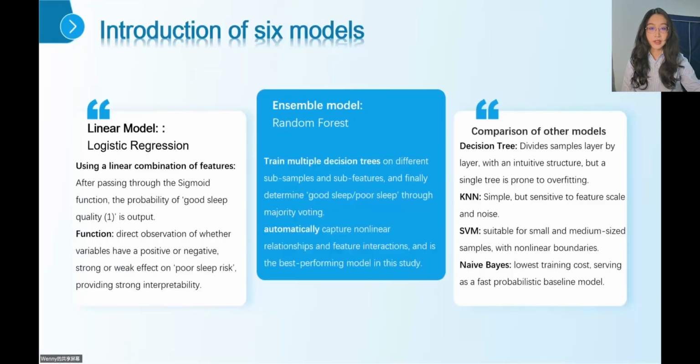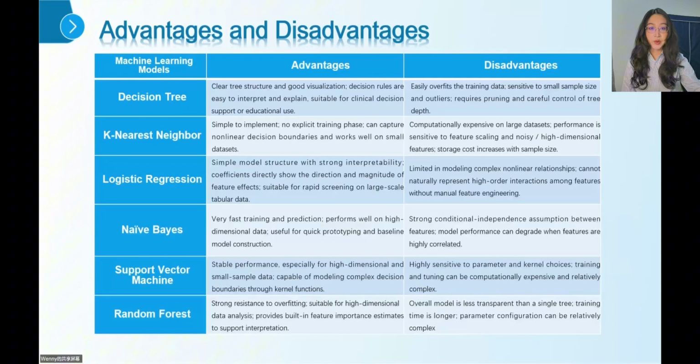In this study, I selected 6 classic machine learning models covering different modeling paradigms. First, logistic regression, a linear model. Second, random forest, an ensemble model. And the other 4 models are decision tree, k-nearest neighbors, support vector machine, and naive Bayes. Here is a summary of the advantages and disadvantages of the 6 models, shown in the table.